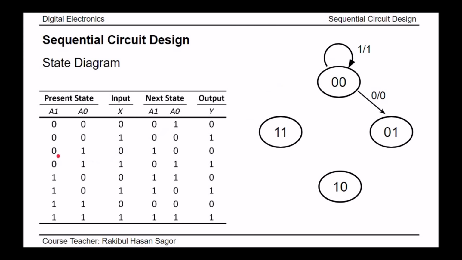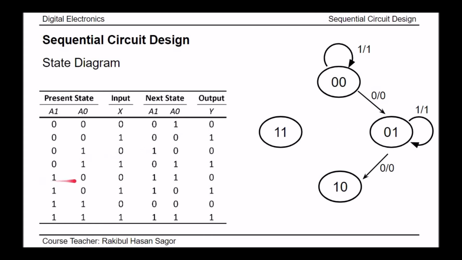Next, if the present state is 01 and the input is 0, the next state will be 10. So if the present state is 01, the next state will be 10 if the input is 0, and at that moment the output will be 0. If the present state is 01 and the input is 1, the next state will be 01 and the output will be 1. In this way we represent our state diagram from the state table.